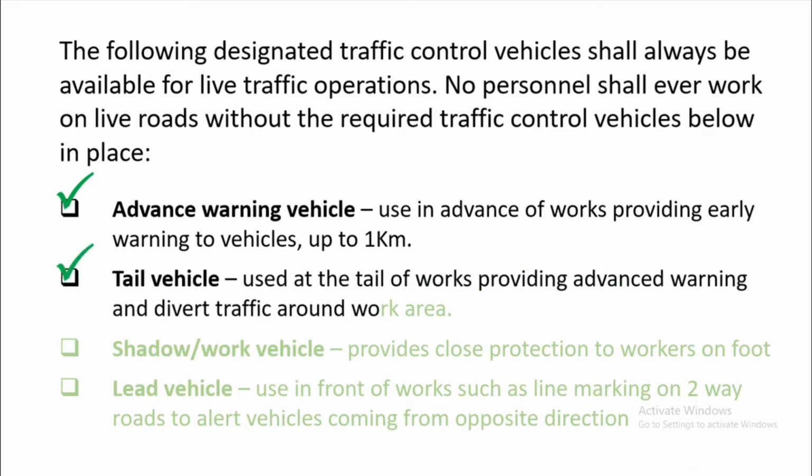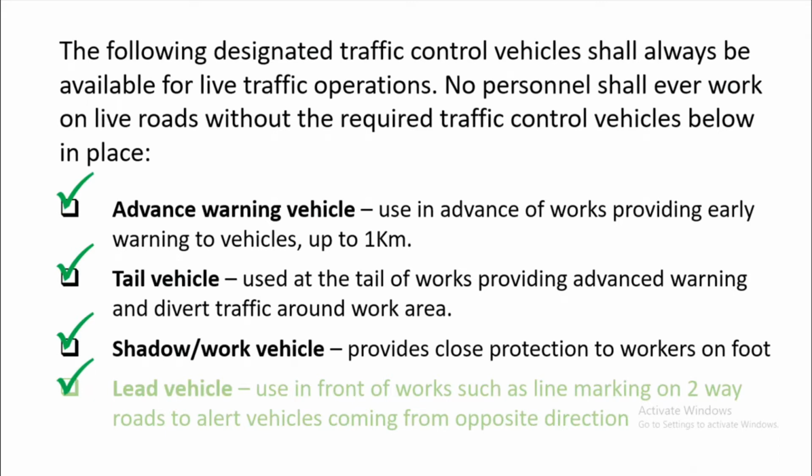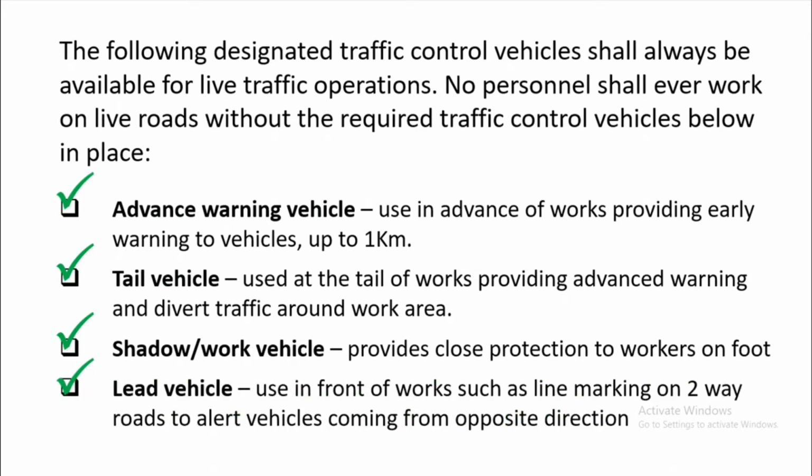Tail vehicle: used at the tail of the works, providing advance warning and diverting traffic around the work area. Shadow work vehicles: provide close protection to workers on foot. This is the one almost immediately beside the work area. Lead vehicle: used in front of works such as line marking on two-way roads, to alert vehicles coming from the opposite direction.